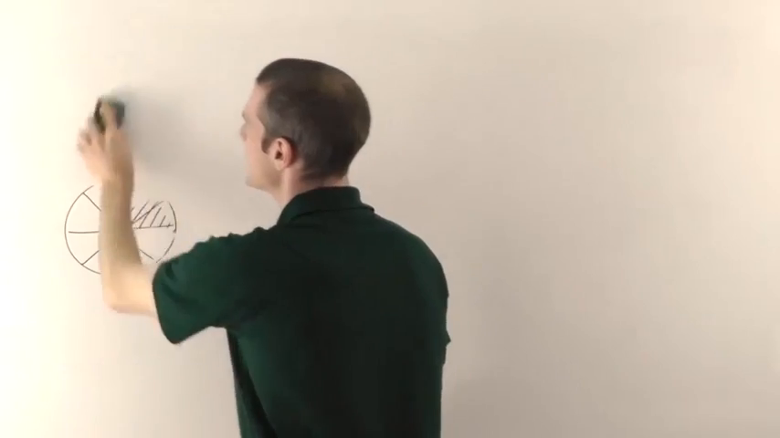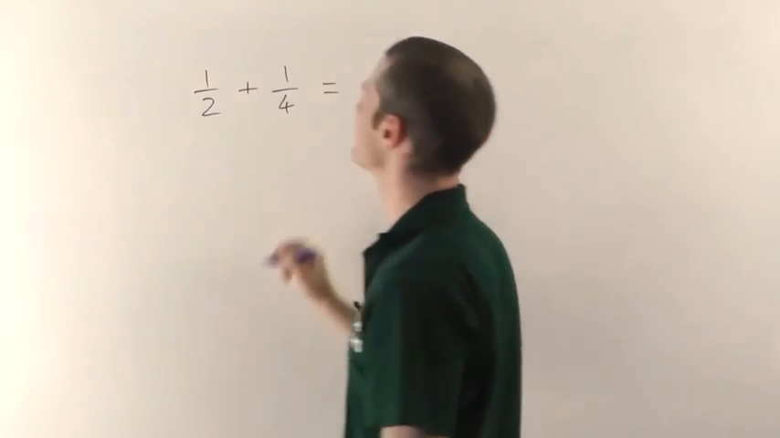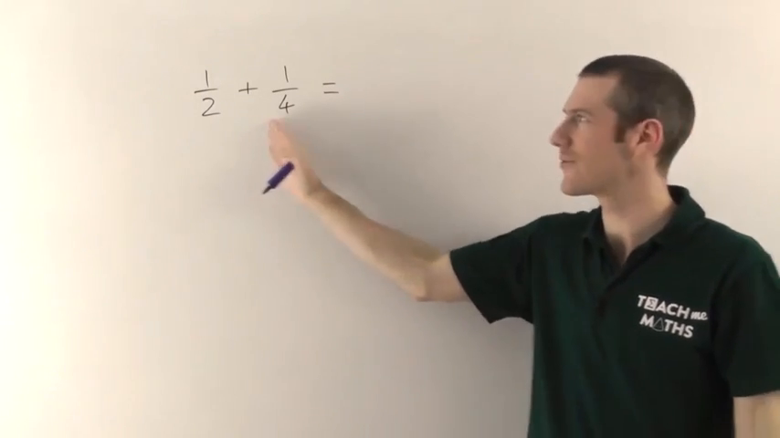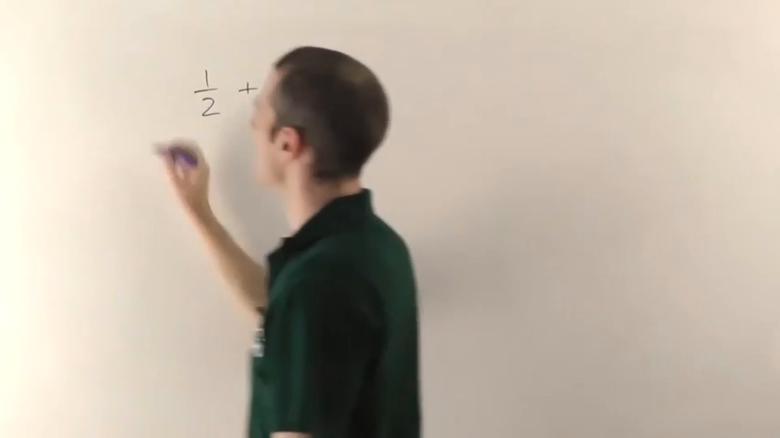As you can probably see, if the numbers on the bottom are different, it gets a little bit harder. So let's do it here: 1/2 plus 1/4. Now my numbers on the bottom are different. I've got different kinds of slices. I've got halves and I've got quarters.